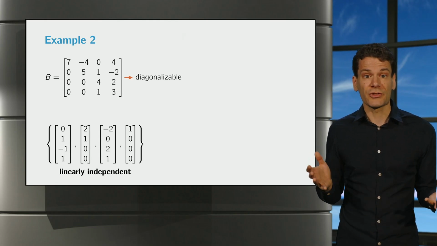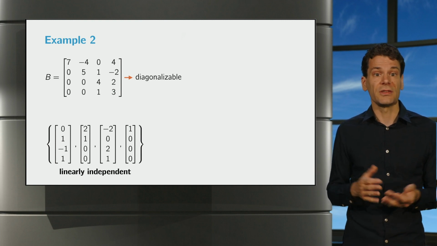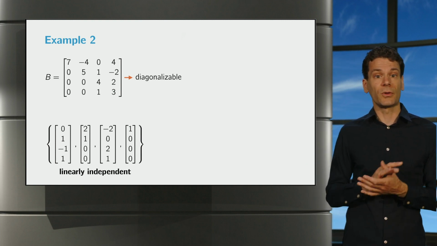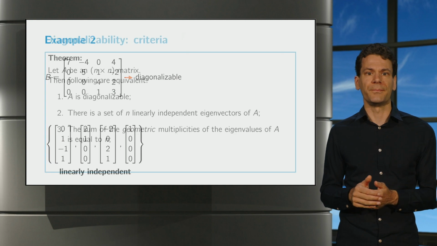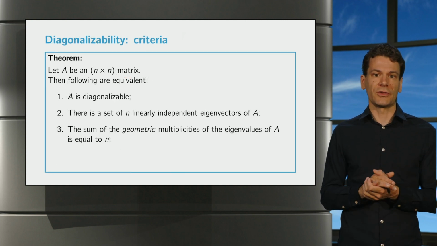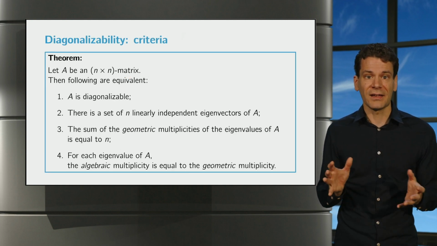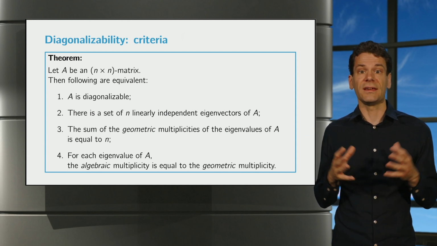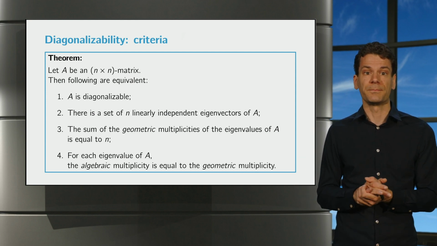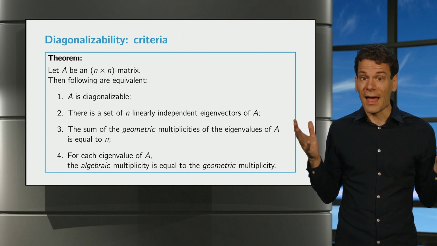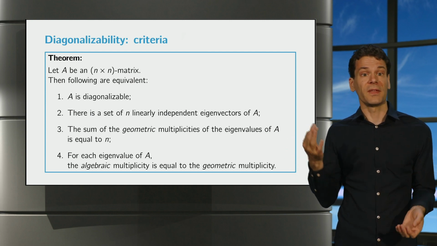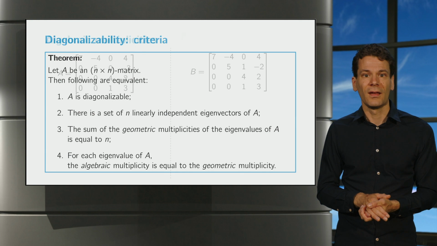The two examples illustrate why the sum of the geometric multiplicities tells you whether a matrix is diagonalizable or not. Let's go back to the theorem. There is a fourth equivalence statement. For each eigenvalue, the algebraic multiplicity is equal to the geometric multiplicity. Let me illustrate how the algebraic multiplicities come in the context of the two examples.